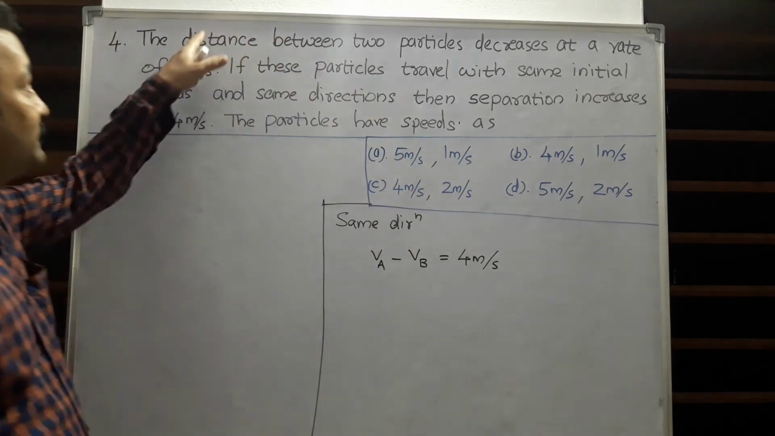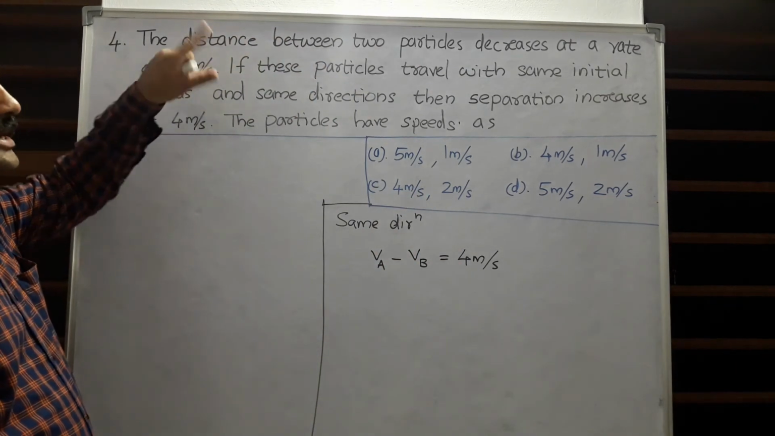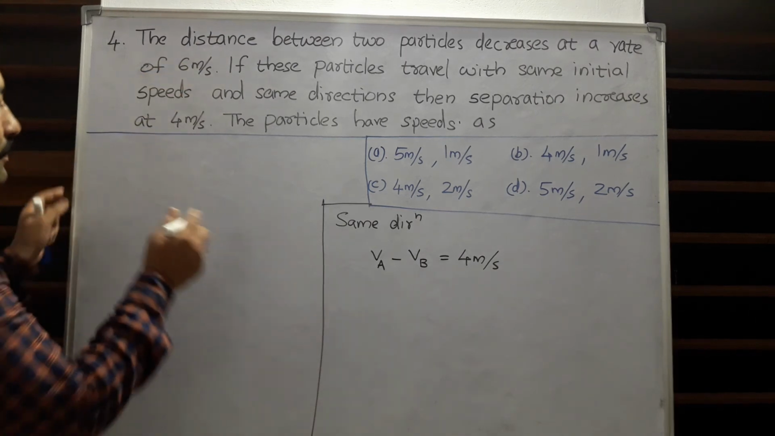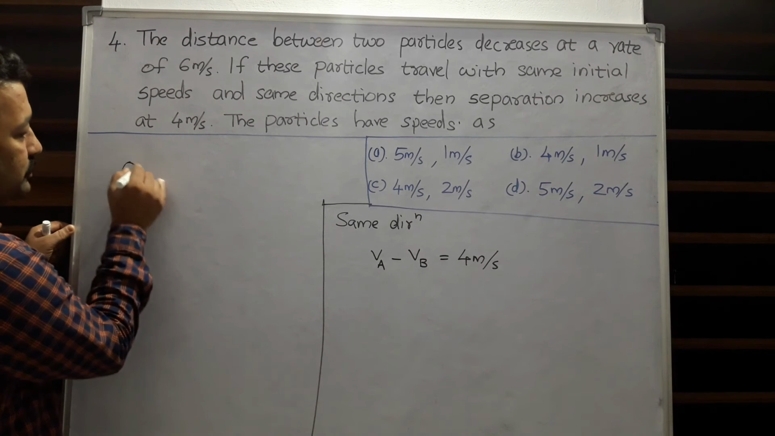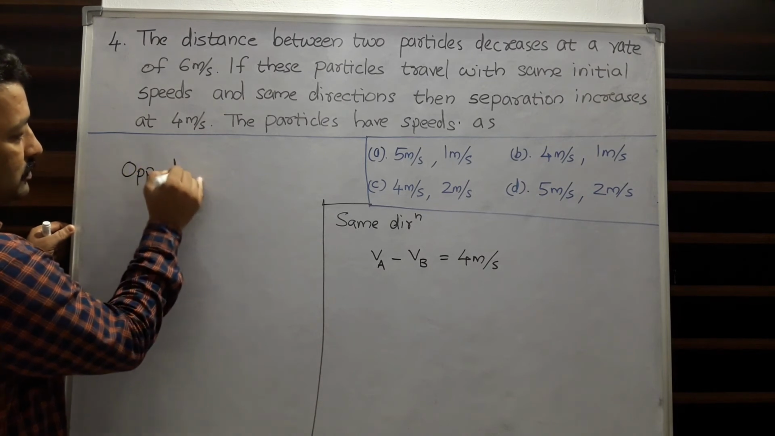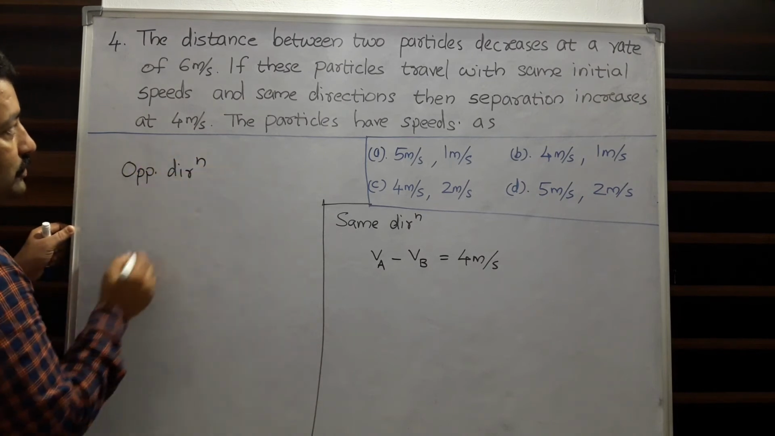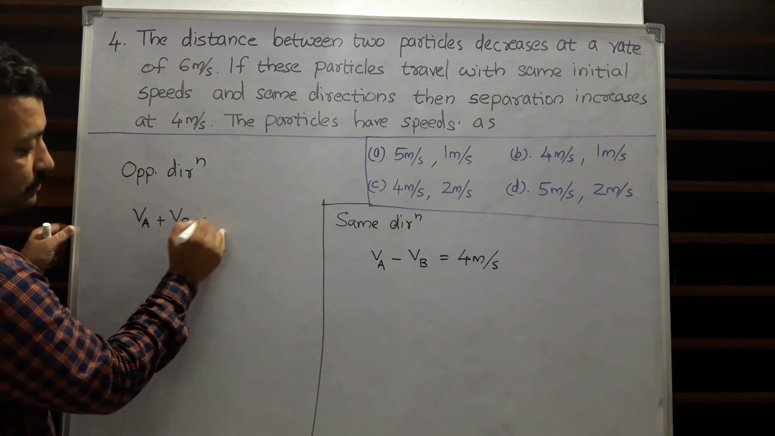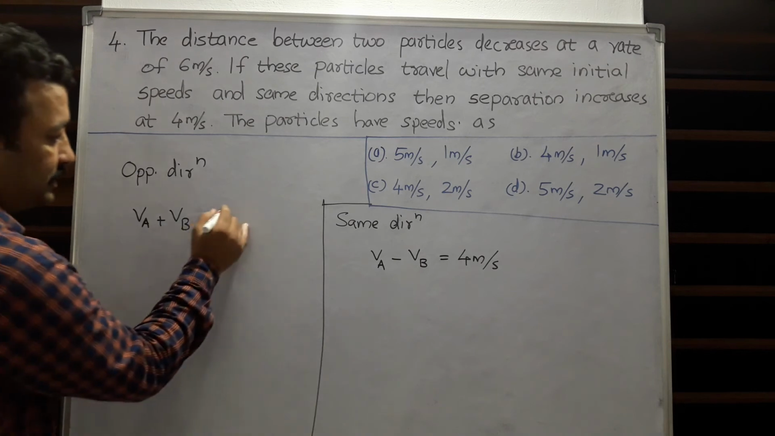Now in the first equation, what is given? Distance decreases at a rate of 6 meter per second. For distance to decrease, what should happen? They should travel in the opposite direction. Opposite direction, what is the relative velocity? That is Va plus Vb. That is 6 meter per second.